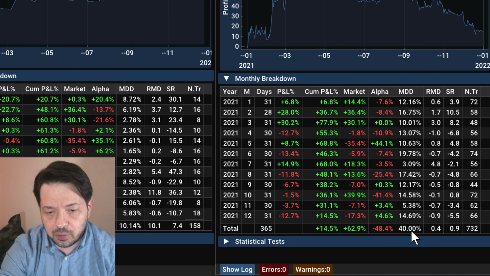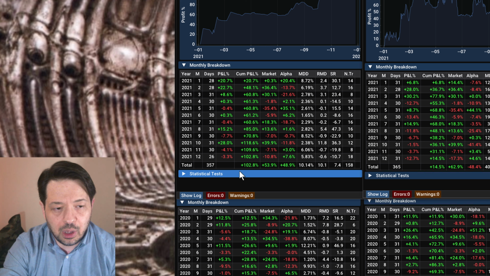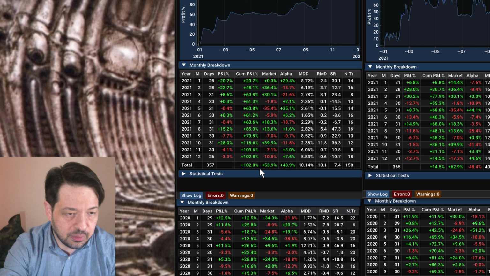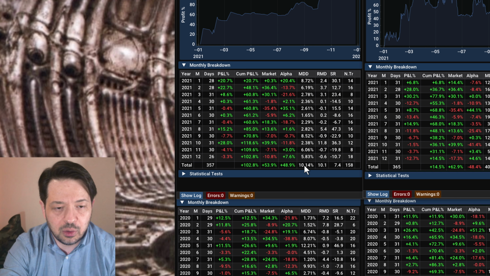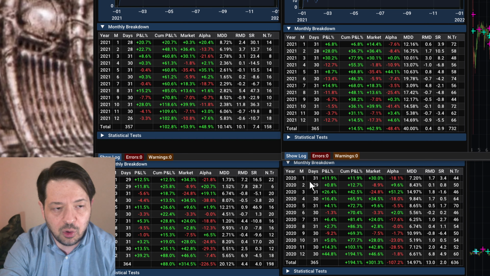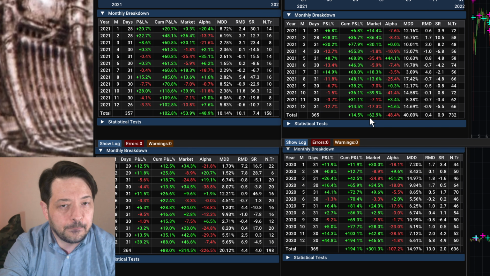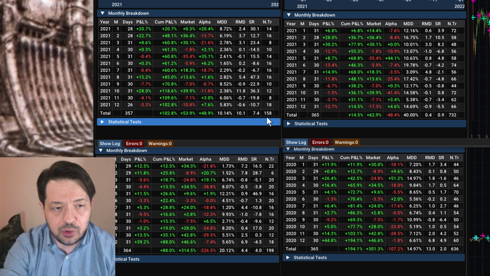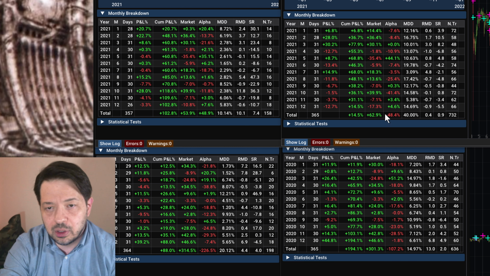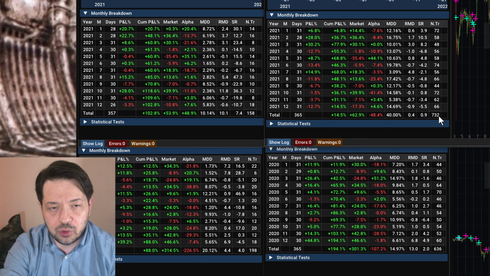So now let's contrast with 2021 with the new algorithms. We would have had 103% with only 10% maximum drawdown. This is a great improvement compared to the older algorithms. And one thing to notice is only 158 trades with the new algorithms instead of 732 trades, so much fewer trades.